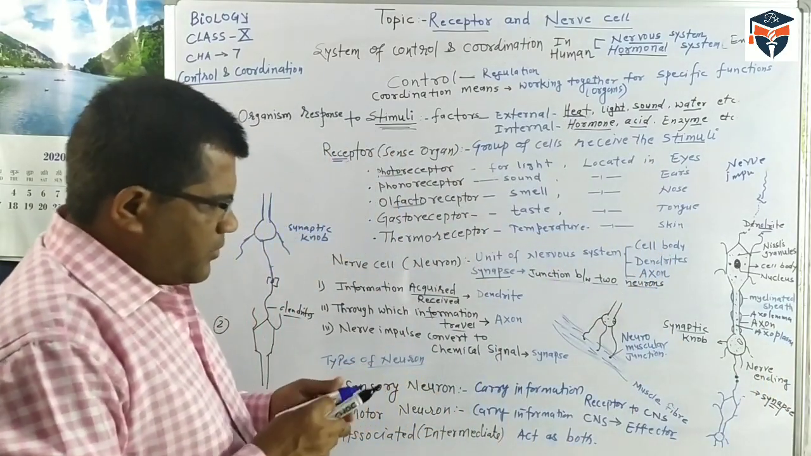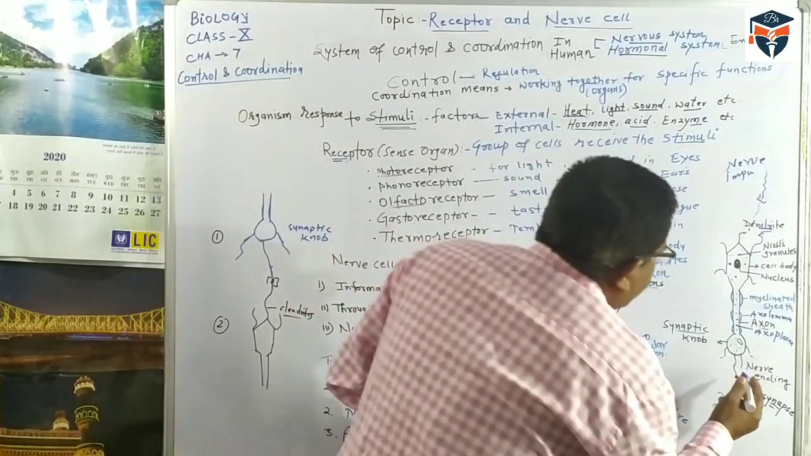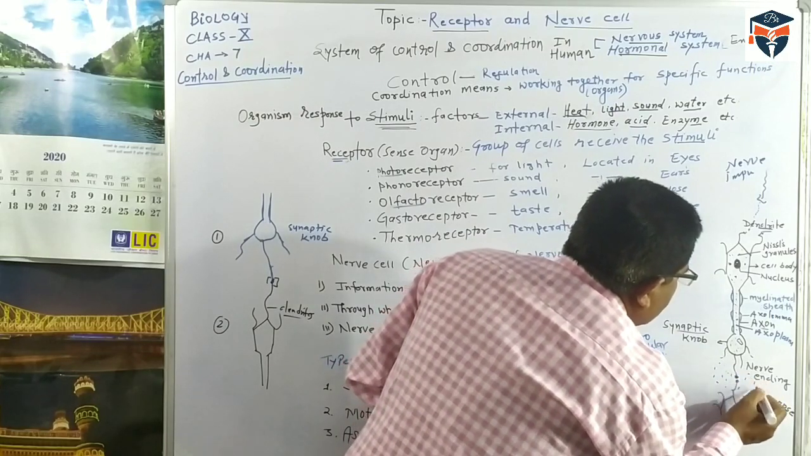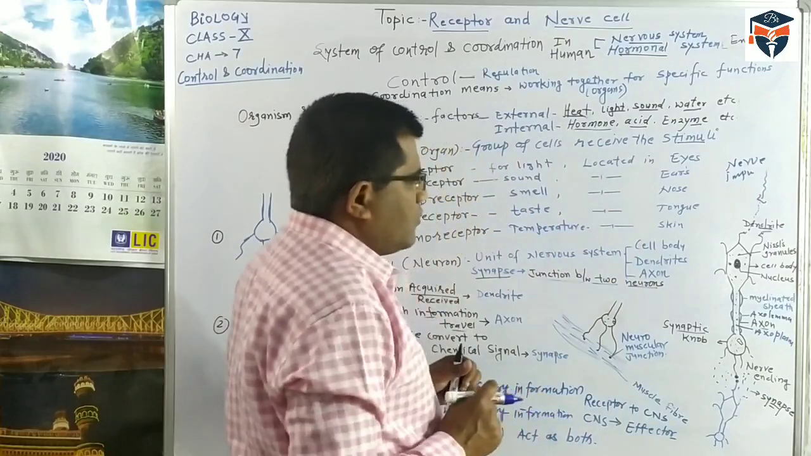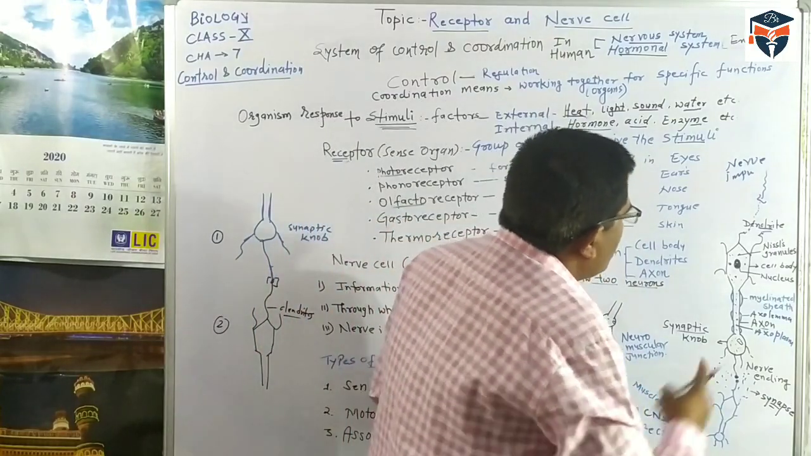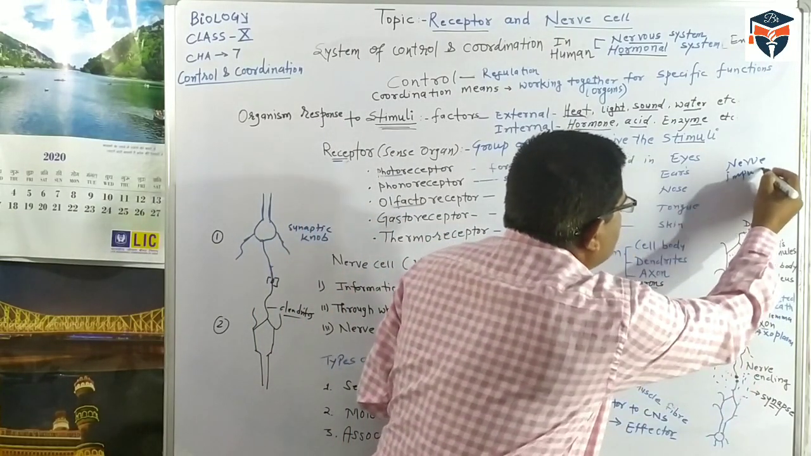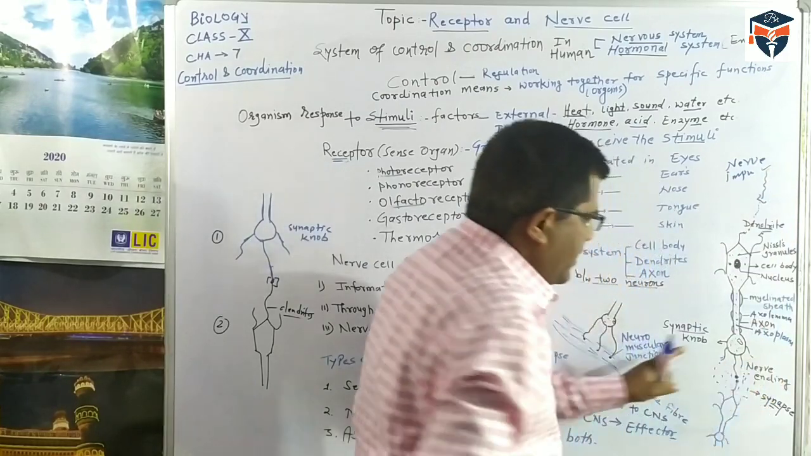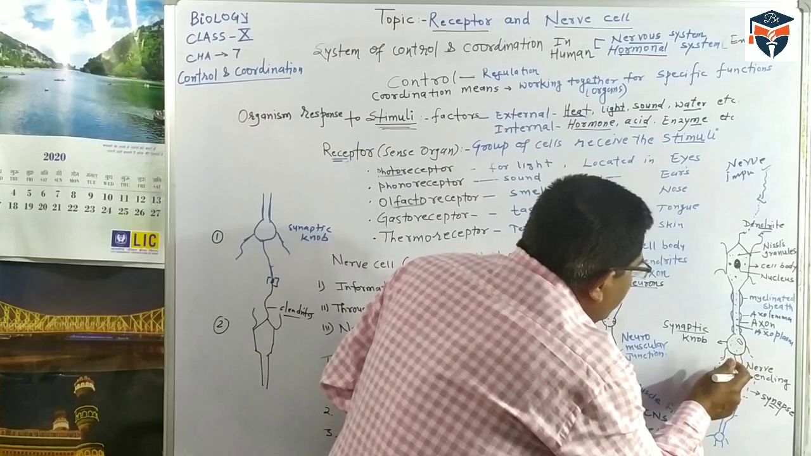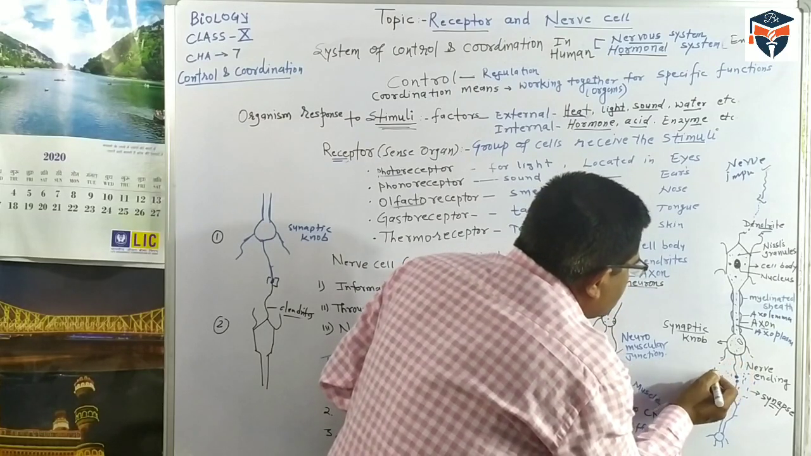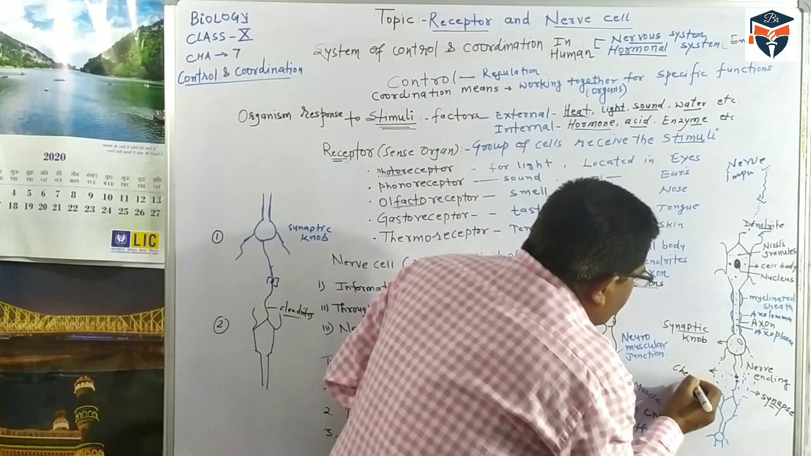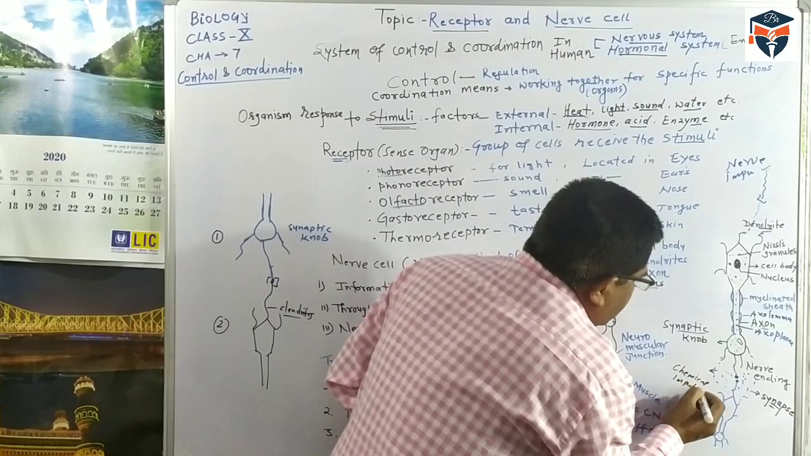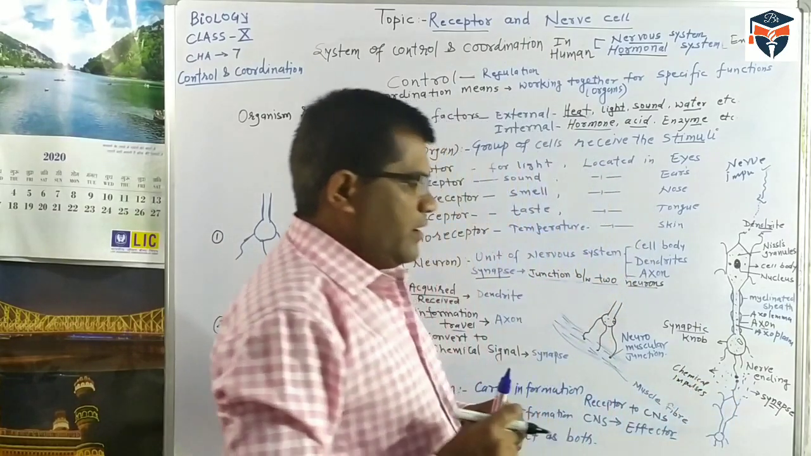Now the second important part is here: in the synapse there is a liquid part. So what happens here? When nerve impulses come, these nerve impulses come to the nerve ending. Now the nerve impulses are changed into chemical impulses.